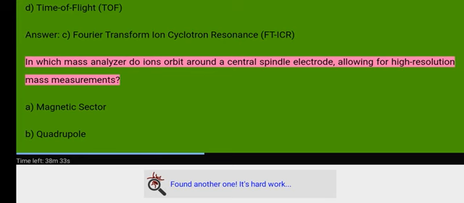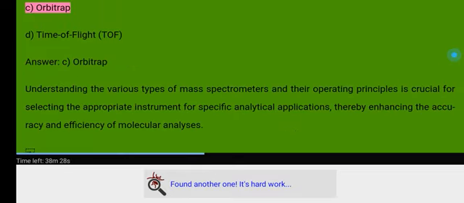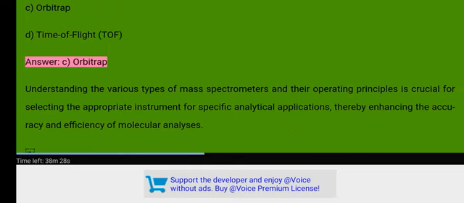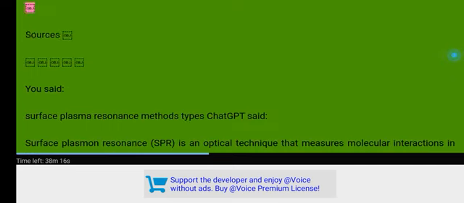In which mass analyzer do ions orbit around a central spindle electrode, allowing for high-resolution mass measurements? A. Magnetic sector. B. Quadrupole. C. Orbitrap. D. Time-of-flight (TOF). Answer: C. Orbitrap. Understanding the various types of mass spectrometers and their operating principles is crucial for selecting the appropriate instrument for specific analytical applications, thereby enhancing the accuracy and efficiency of molecular analyses.